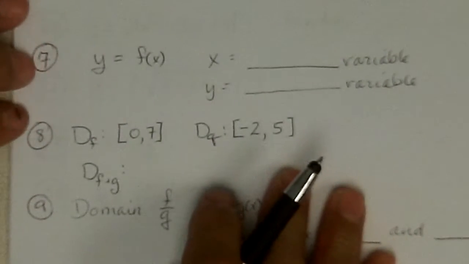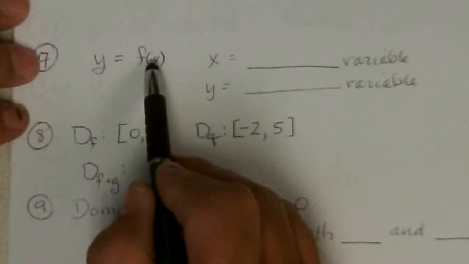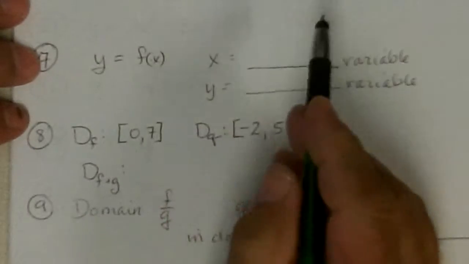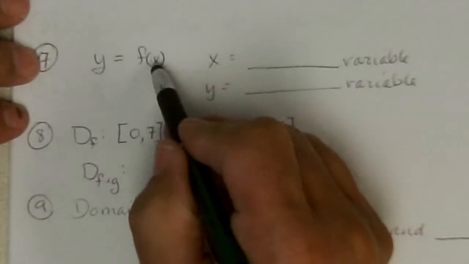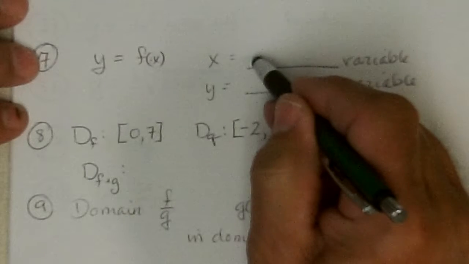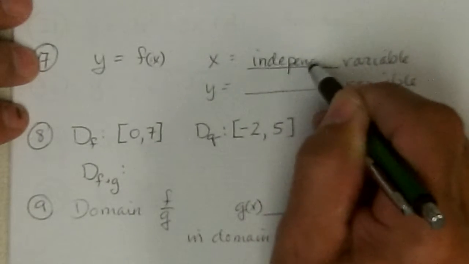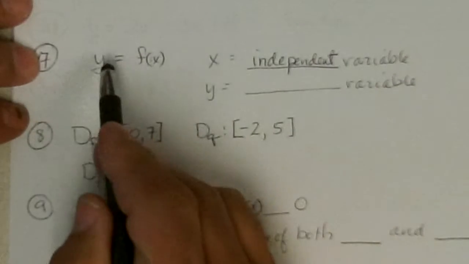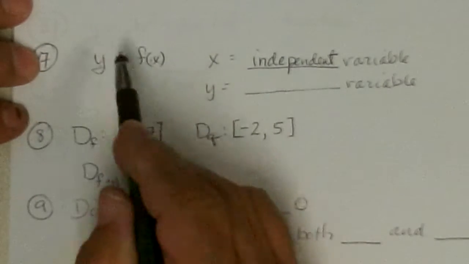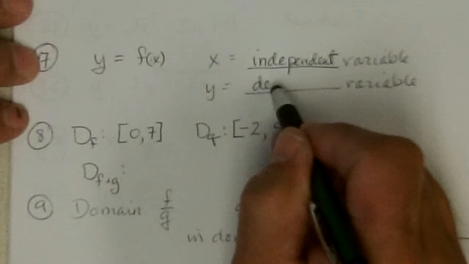Okay, 7. If it's defined like this, x is the variable that we get to pick, so that's the independent variable. And the response is the y, or the dependent variable.